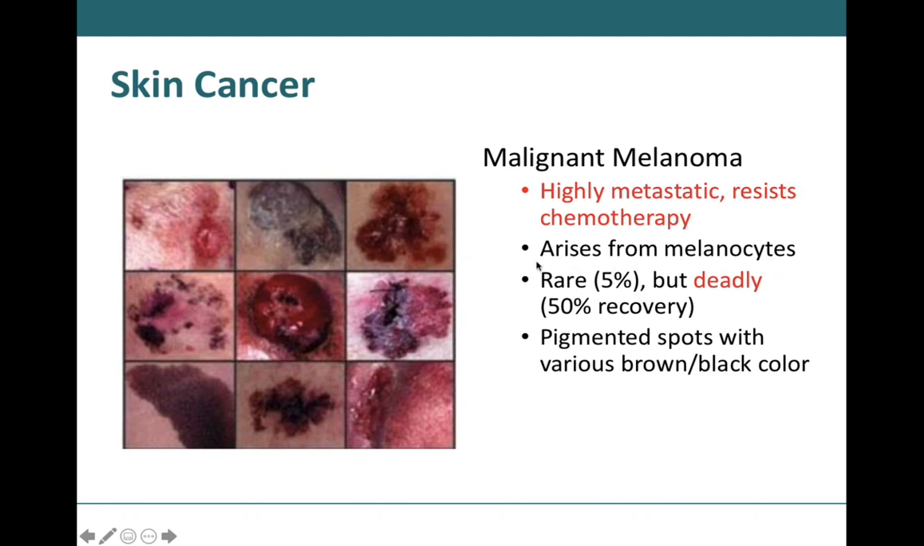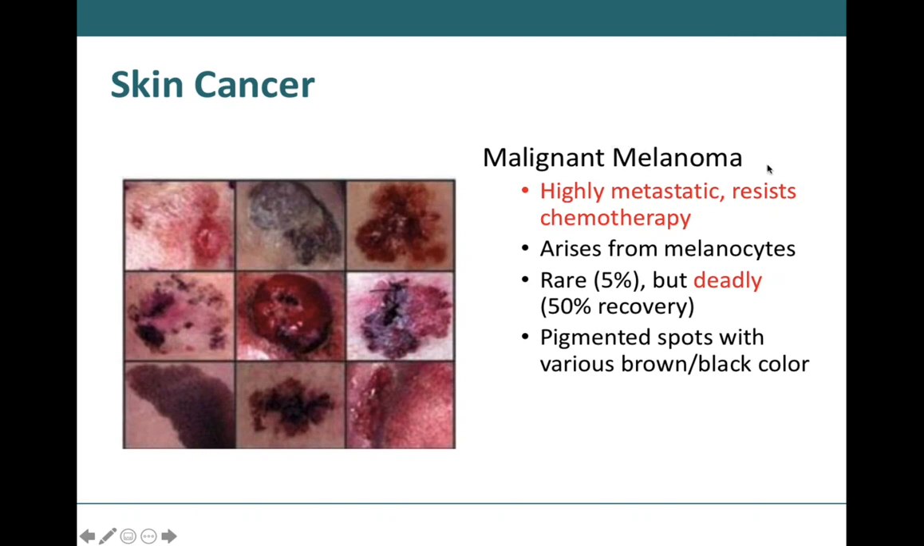Only 5% of skin cancers are going to be malignant melanoma. However, it is the most deadly, because 50% of the people that get malignant melanoma are set to recover. However, the other 50% are not going to be so lucky. Malignant melanoma arises from the melanocytes in the layer of the stratum basale.